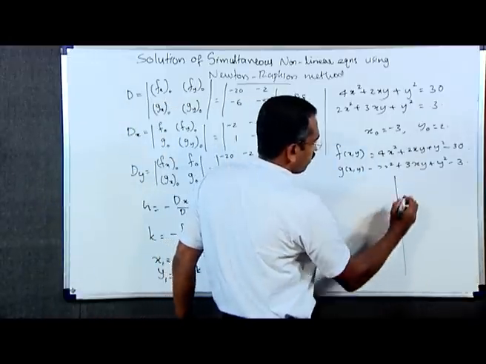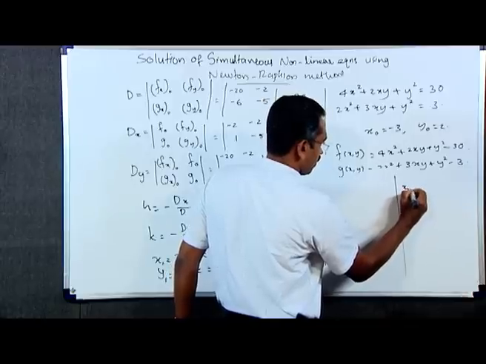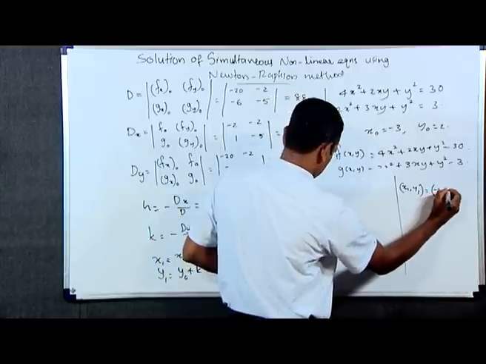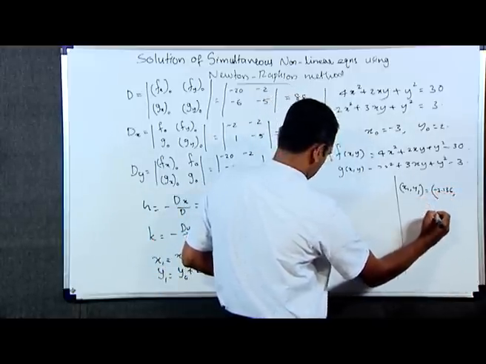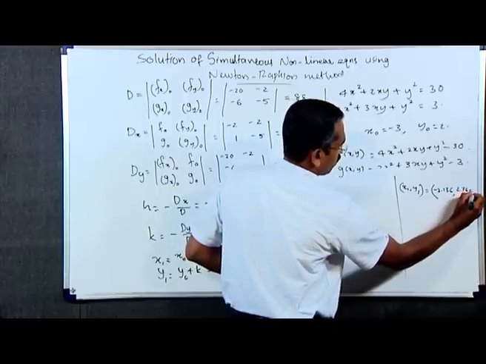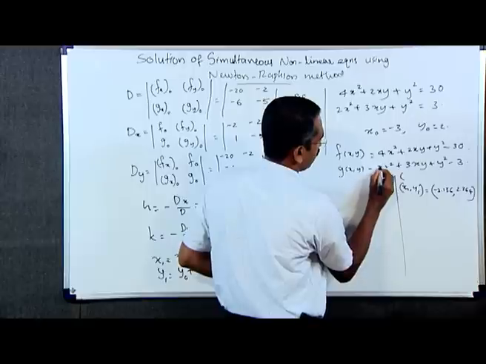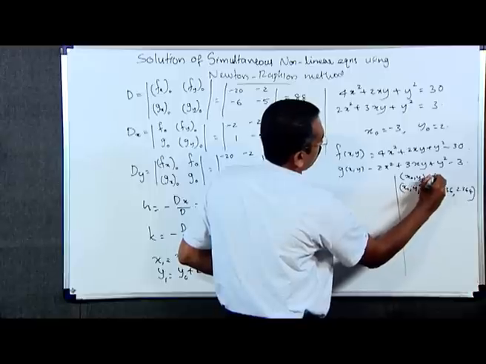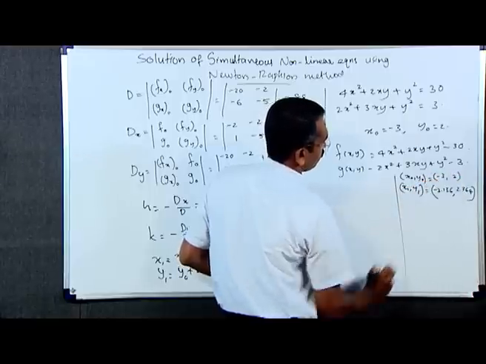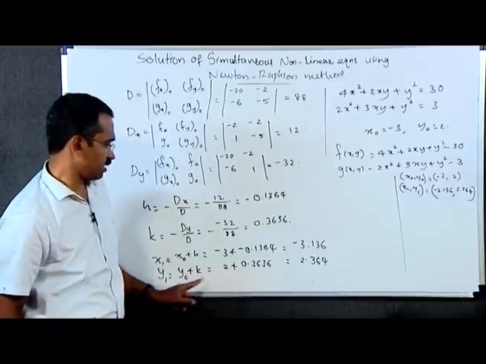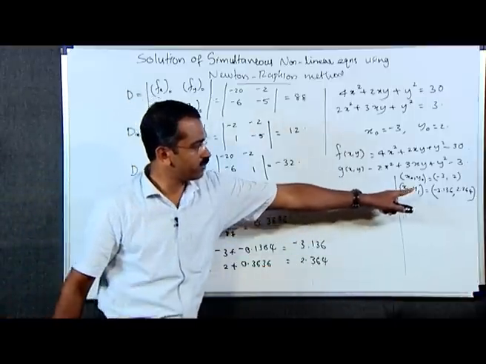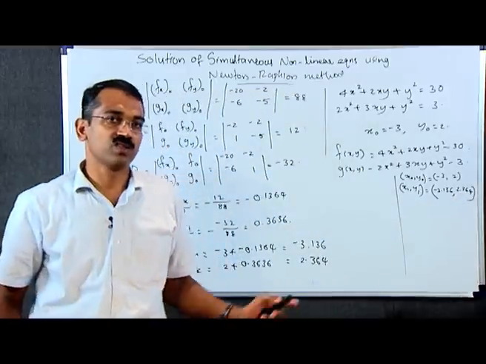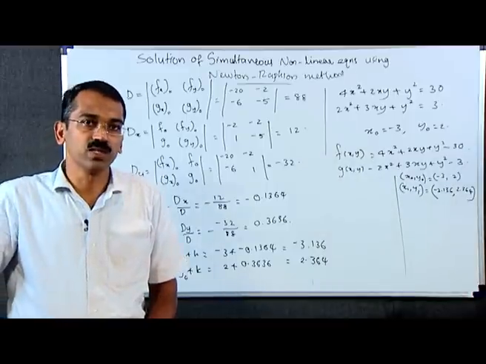The better approximation is x1, y1, which are minus 3.136 and 2.364. Initially, it is given that x0, y0 is minus 3, 2. We obtained the better approximation as x1, y1 equal to minus 3.136 and 2.364, which are correct to 3 places of decimals.